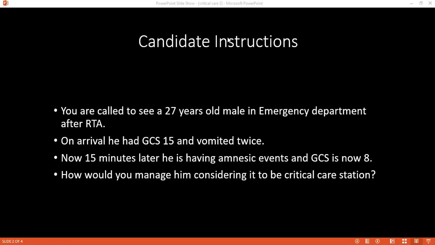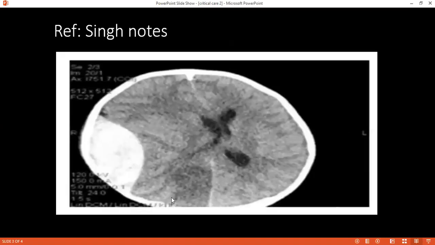If you have done the CT scan of this patient, what do you expect to find? So I expect to find a hyperdense lesion, biconvex hyperdense lesion, along with midline shift and compression of the ventricles.